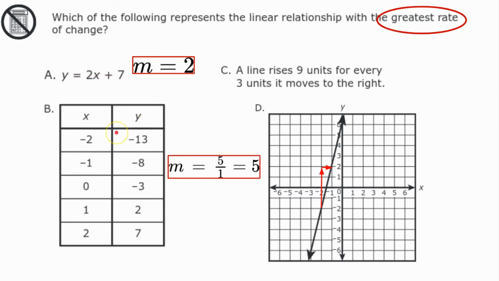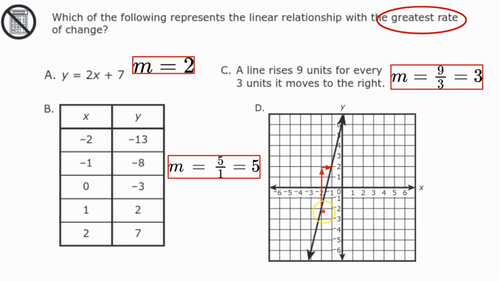Part B, we need to find the ratio of the change of y over x. Negative 13 to 8 to negative 3 to 2, this is increasing by 5, and the change of x is increasing by 1. So the ratio of the change in y over the change in x gives me a slope of 5. Also, slope can be read as rise over run. So if it rises 9 for every 3 units to the right, 9 over 3 is equal to 3. So this function would have a slope of 3.